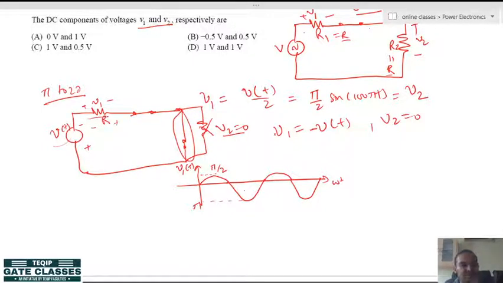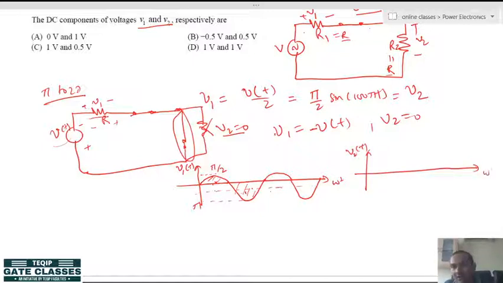If you see here, this negative area is more than the positive area. So when the negative area is more than the positive area, then what will be the average value? Obviously, it must be negative. It must come negative here. So its value will come negative.